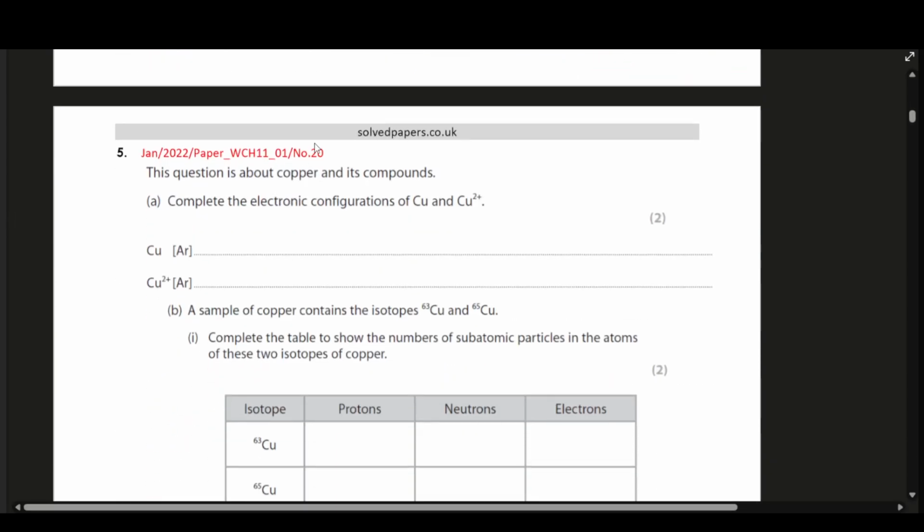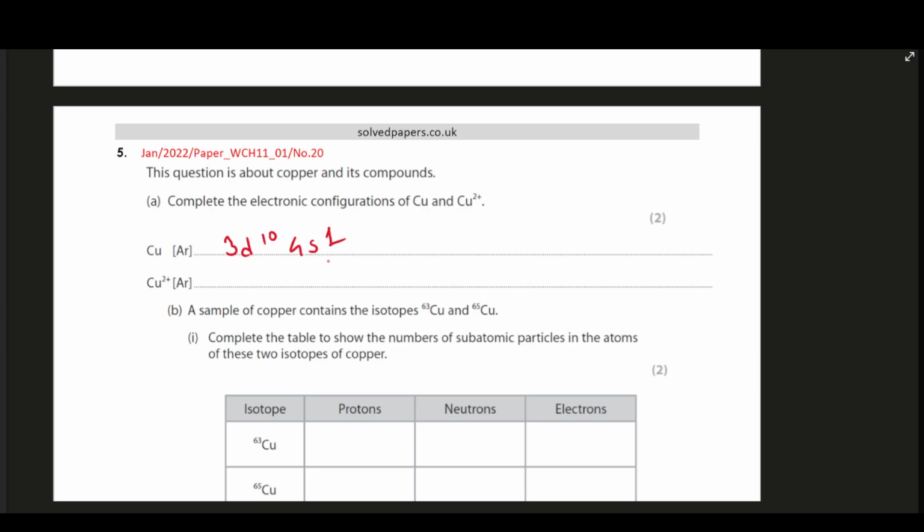This question is about copper and its compounds. Complete the electronic configuration of Cu and Cu2+. This is very easy peasy, I believe. You can check the periodic table if you want and also do it. No problem. So what is it? I believe argon is 18. So 3d10 4s1. All right. 18, 28, 29. Yes, makes sense, because zinc is 30.